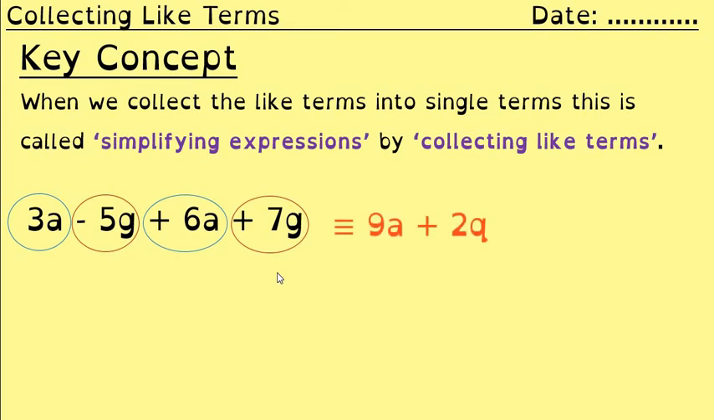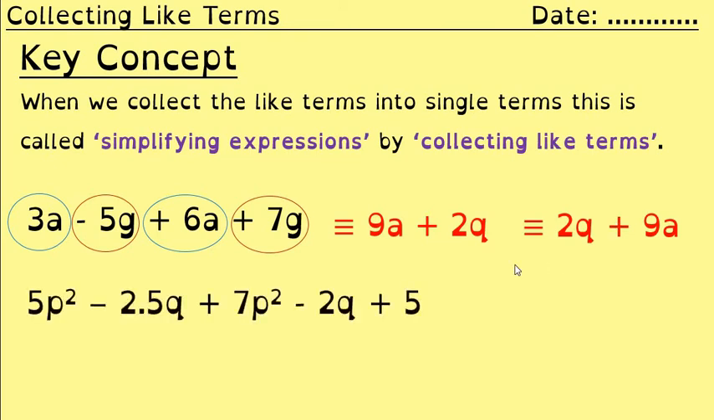So in my answer I'm going to collect together my blue bubbles because they're like terms to positive 9a, and collect together my red bubbles to positive 2q. And that is my simplified expression. It can't be simplified any further because the positive 9a and positive 2q are not like. It can only be rearranged. So either of these answers is correct.